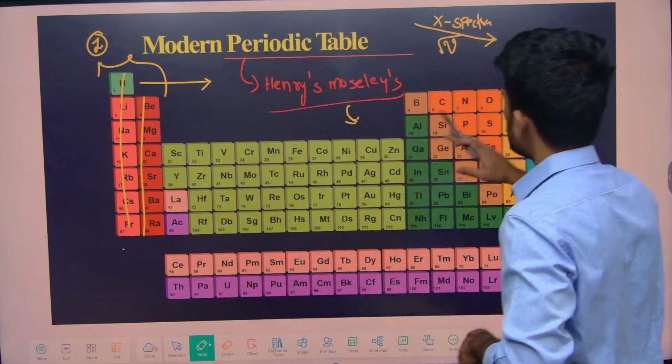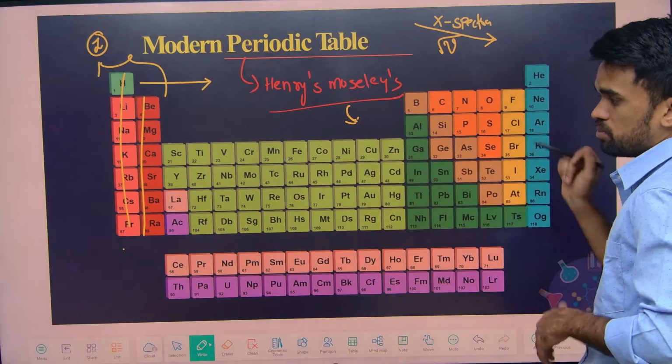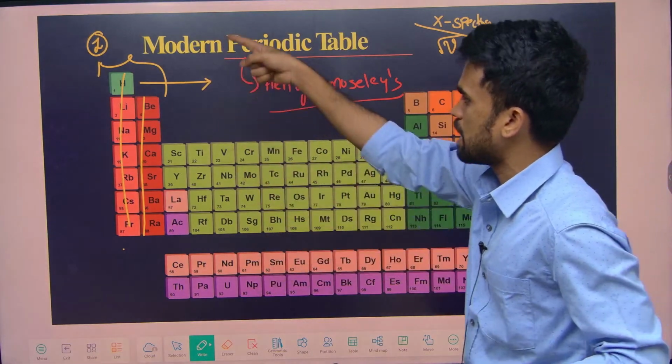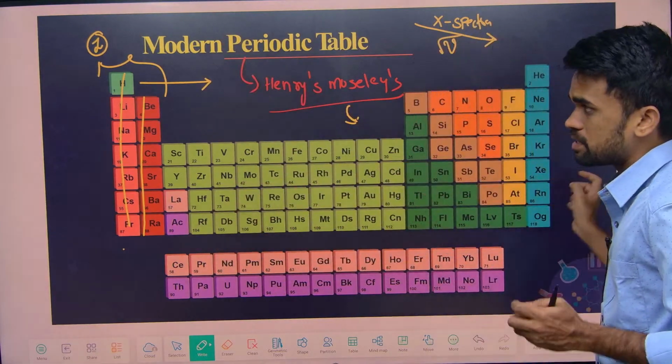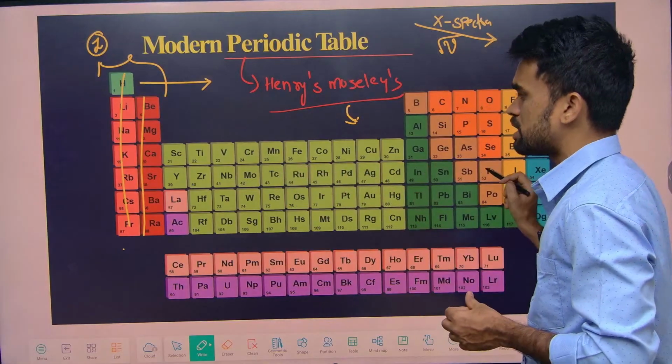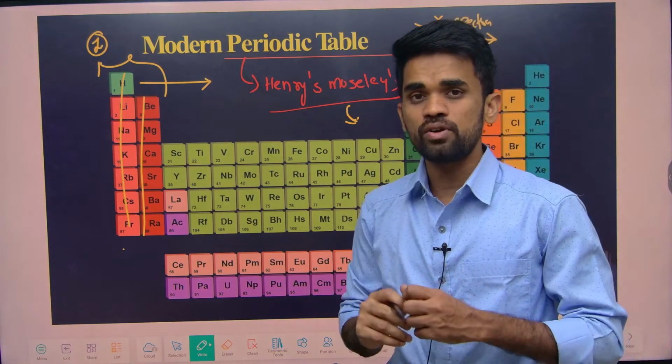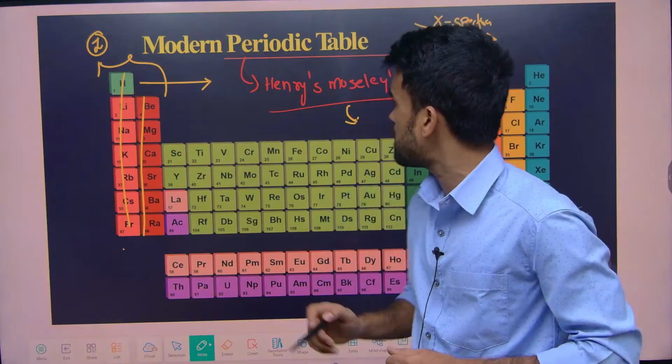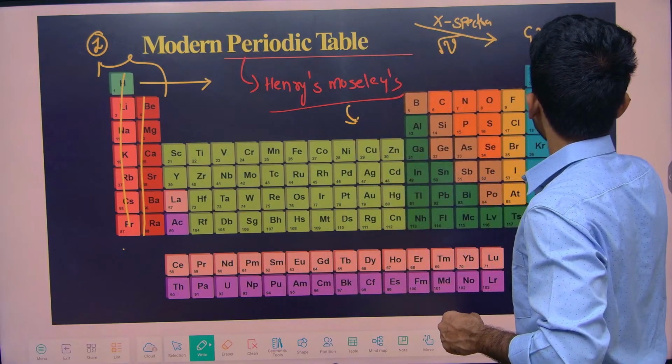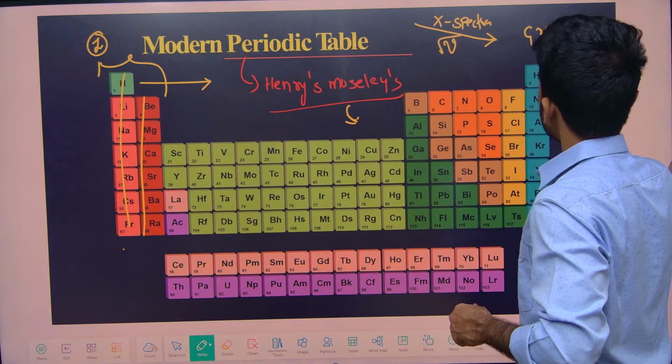Like that, how many groups do we have? We have 18 groups, because if you count the vertical lines like this, there are 18 vertical lines. Therefore, you can call all these vertical lines groups. So how many groups are there in the periodic table? 18 groups are there.